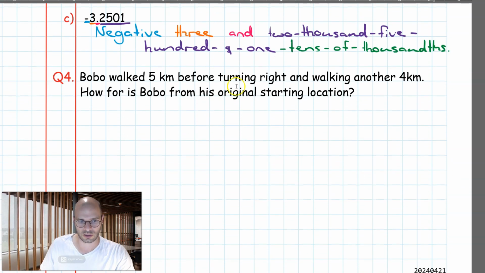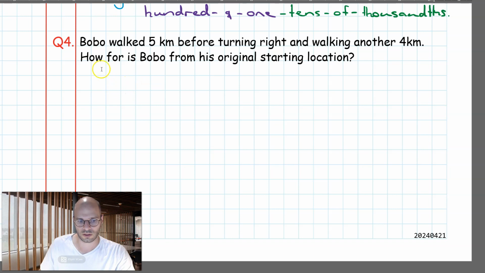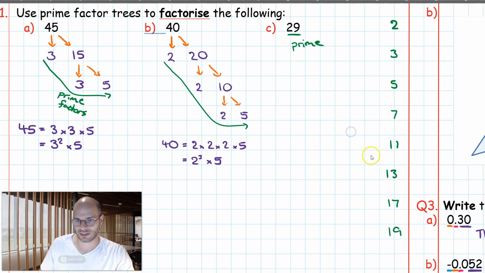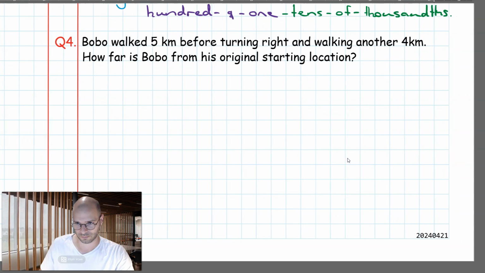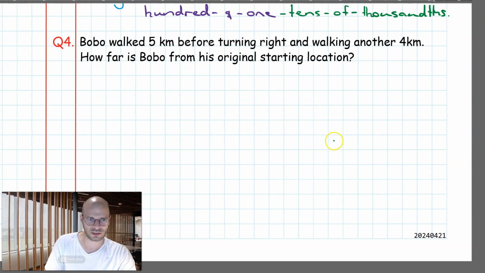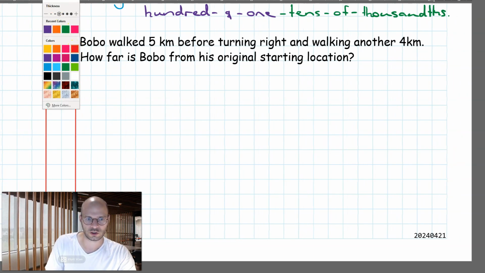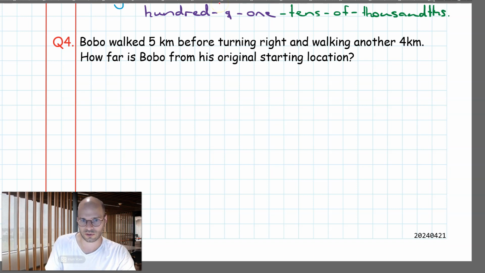Moving along. Question 4. Worded question. Bobo walked 5 kilometers before turning right and walking another 4 kilometers. How far is Bobo from his original starting location? Okay, so we're going to use the CUBES model here. CUBES model being, circle the numbers. So I see the 5 kilometers. I see 4 kilometers.